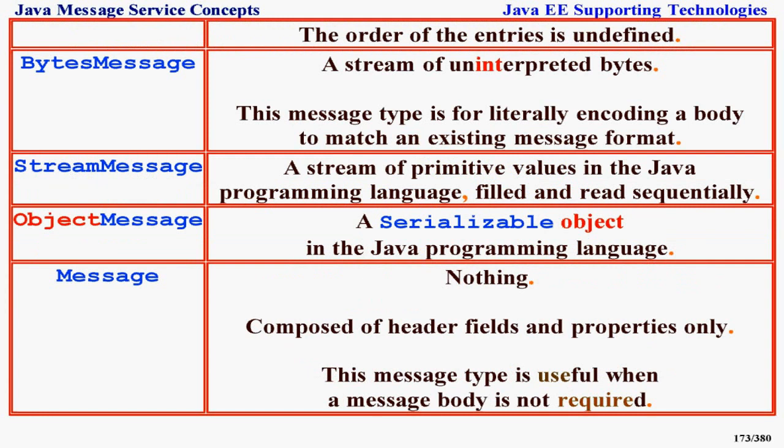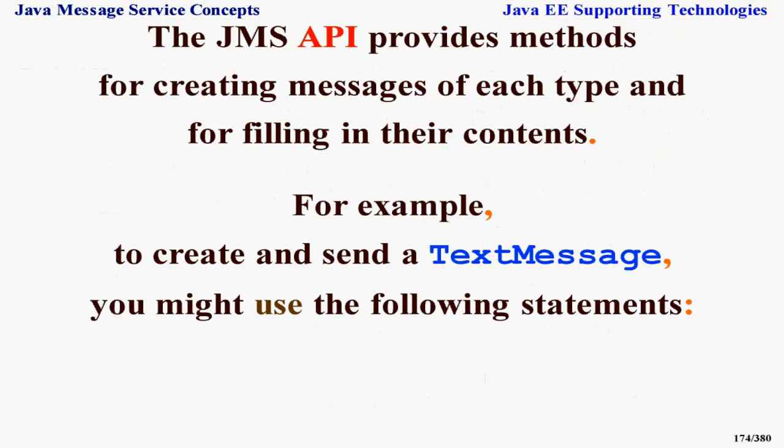This message type is useful when a message body is not required. The JMS API provides methods for creating messages of each type and for filling in their contents. For example, to create and send a text message, you might use the following statements.